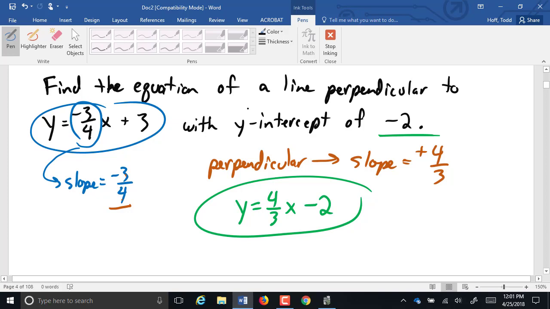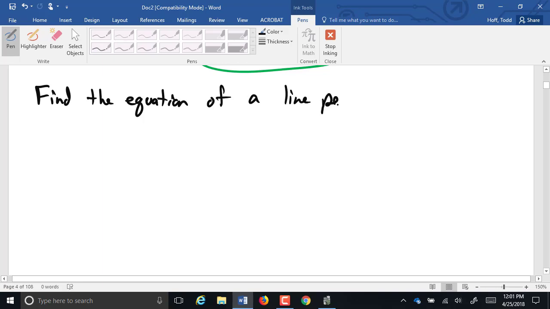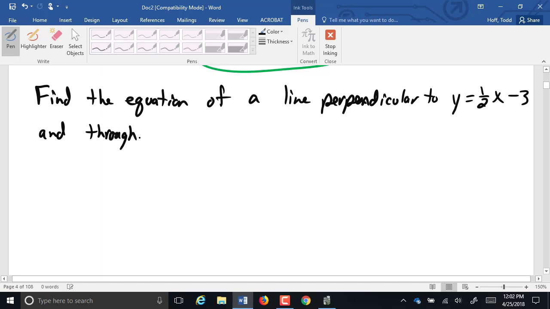Just like the other ones, just like parallel, we can ask, find the equation of a line perpendicular to y equals 1/2 x minus 3 and through the point, excuse me, 2, 7.